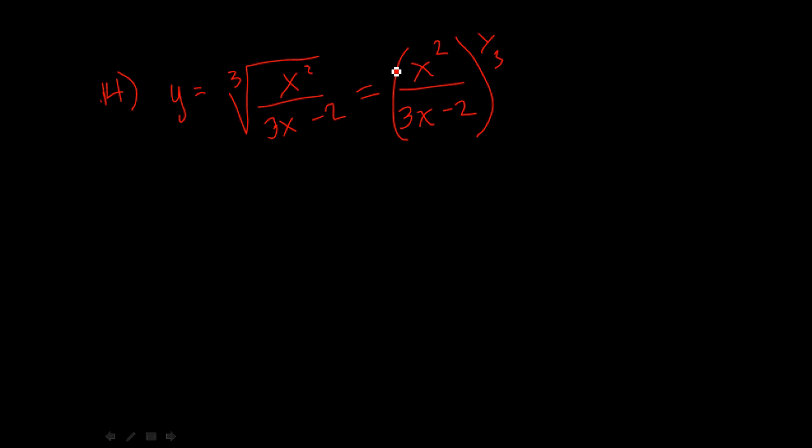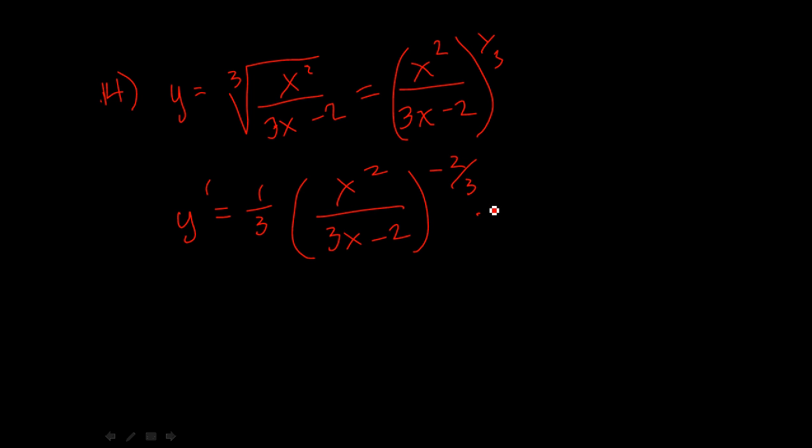So that 1/3 is going to give us the chain rule, and then in here we could do the quotient rule. You could also put this up next to this one with a negative 1 exponent and make it product rule, but we might as well just leave it like this. So we're going to have y prime equals 1/3 times x squared over 3x minus 2. That stays the same. Subtract 1, which gives us negative 2/3.